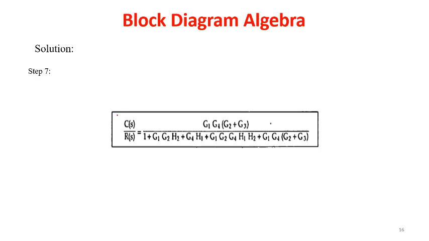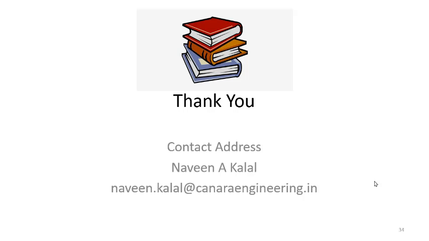The simplified answer will be as shown here, where C of S by R of S will be equal to G1 G4 bracket G2 plus G3 whole divided by 1 plus G1 G2 H2 plus G4 H1 plus G1 G2 G4 H1 H2 plus G1 G4 bracket G2 plus G3.